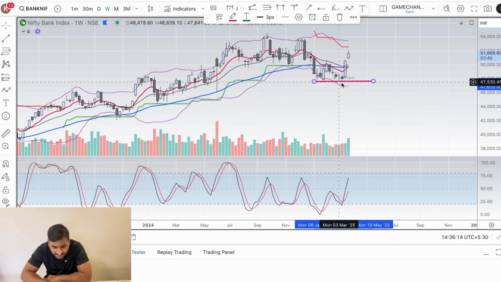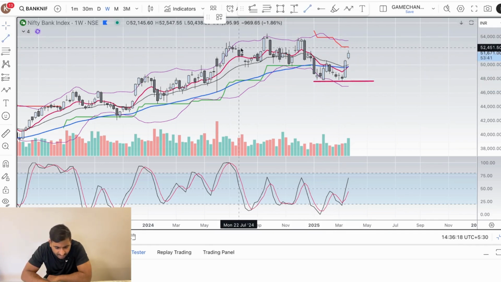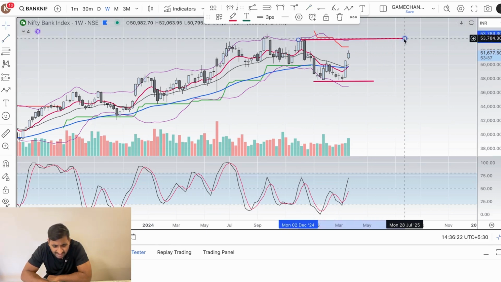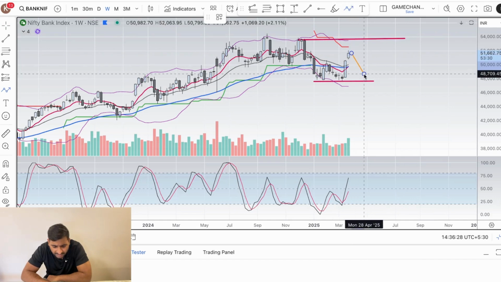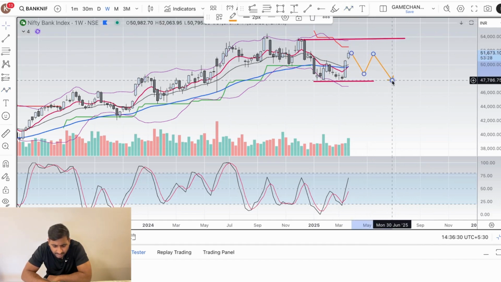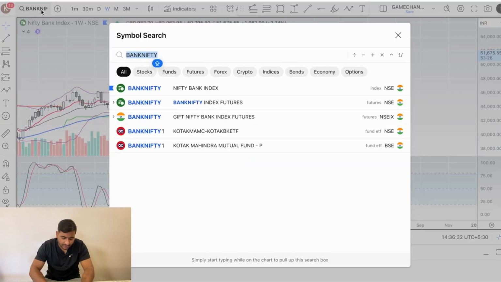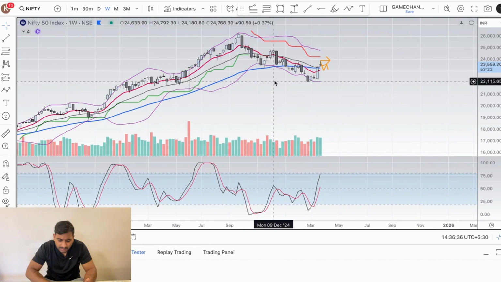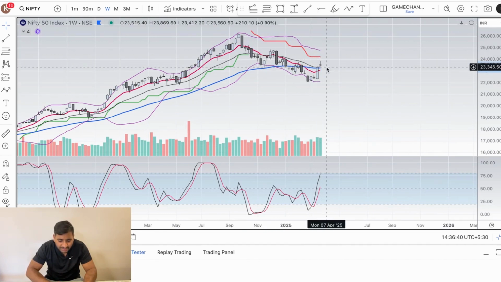Now, this looks like a double bottom. The confirmation will come once this high is gone. Until that time, it can still remain choppy here, it can go up and down here. Nifty is not that strong yet. Nifty needs some more time to actually come out of the bearishness and come out of the woods.